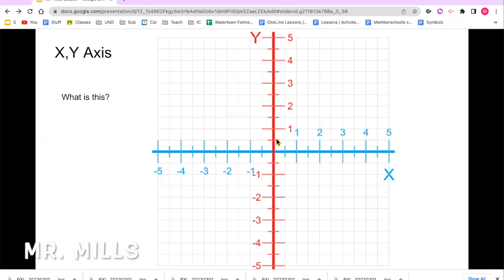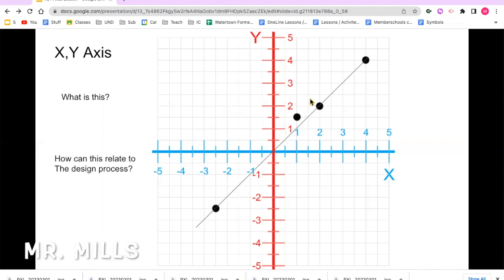Now, you may have seen this in math class. Maybe you have laid this out for plotting data and other things like that. Maybe you have some pieces that are plotted on there. And maybe you even graphed them and looked at some of the outliers and things like that. Well, how does this all relate to the design process? Well, if we start looking at some of our laying out of pieces and graphics, you'll see it comes into play a little bit better.